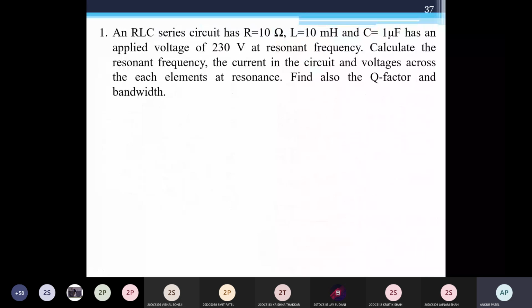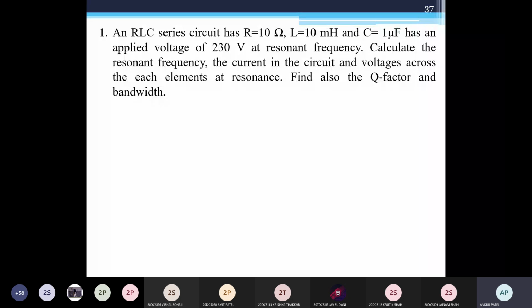Okay, so here one example is given. An RLC series circuit has R equal to 10 ohm, L equal to 10 millihenry, and C equal to 1 microfarad. It has an applied voltage of 230 volt at resonant frequency. Calculate the resonant frequency, the current in the circuit, and voltages across each element at resonance. Find also the Q factor and bandwidth.